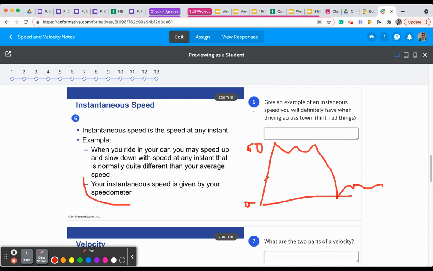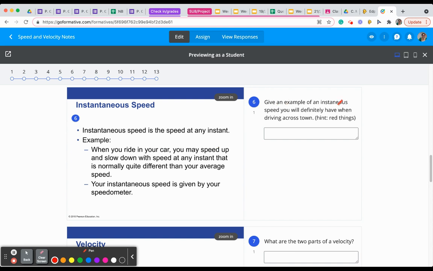So if I said right at this spot, what is your instantaneous speed? Well, it looks like, based on this very rudimentary graph, that would be about 20 meters per second or miles per hour. So instantaneous speed is just simply what is your speed at that moment. It isn't necessarily indicating how far you went and how fast you got there. It's just in the moment, what is your speed?